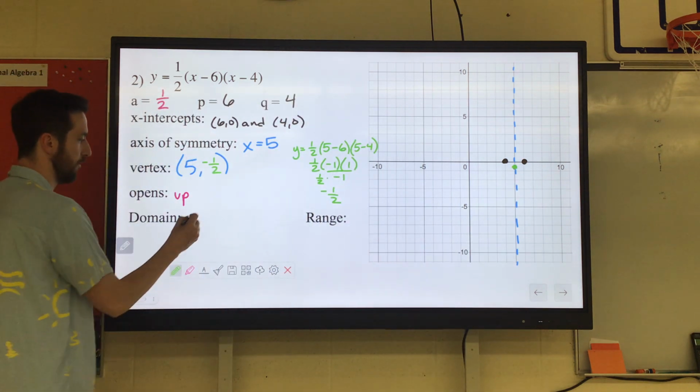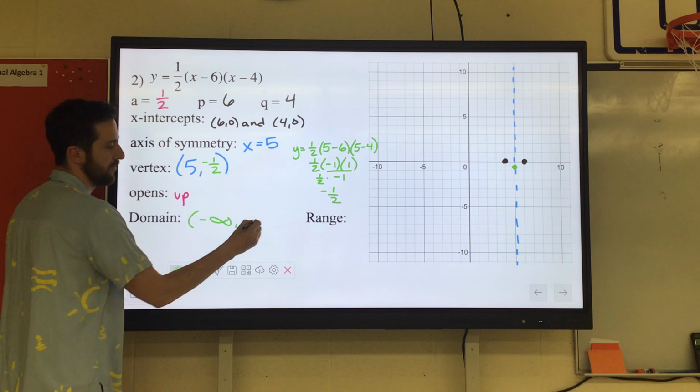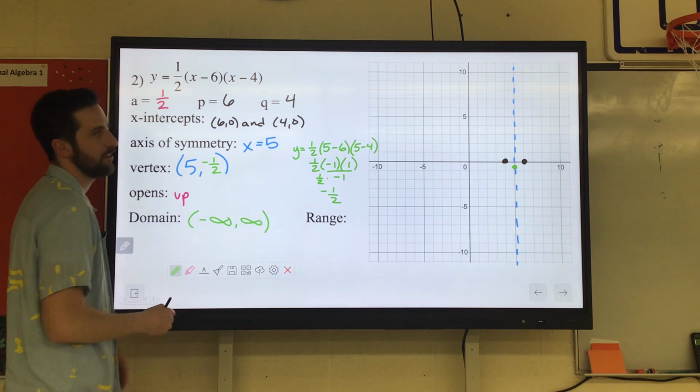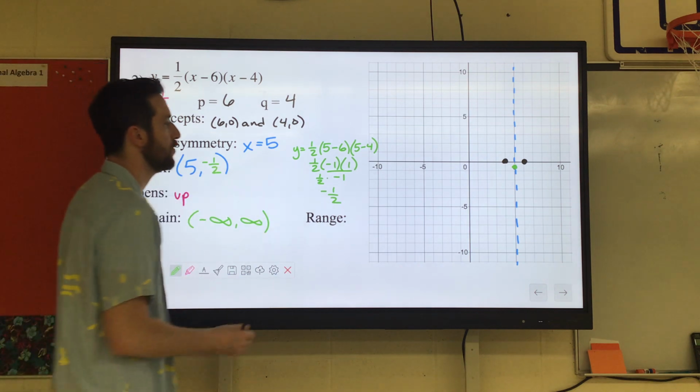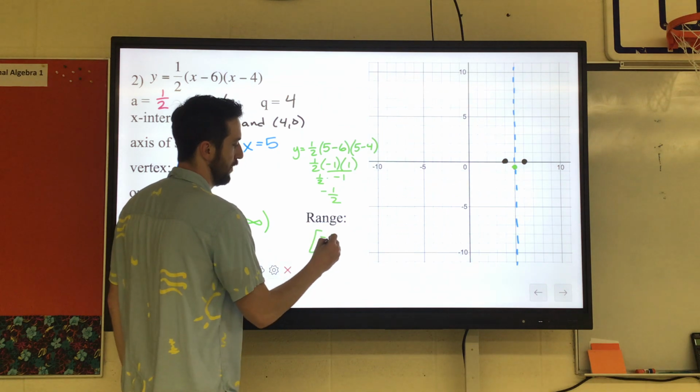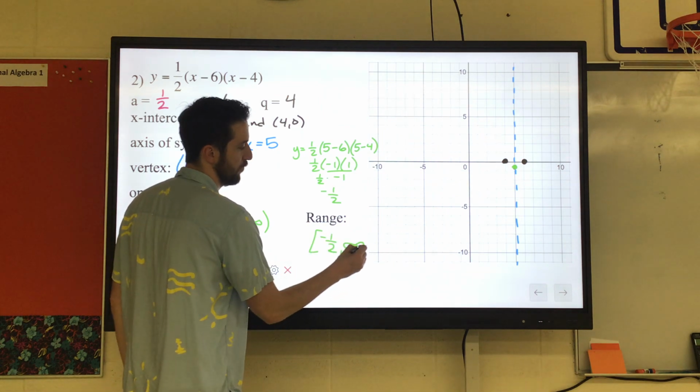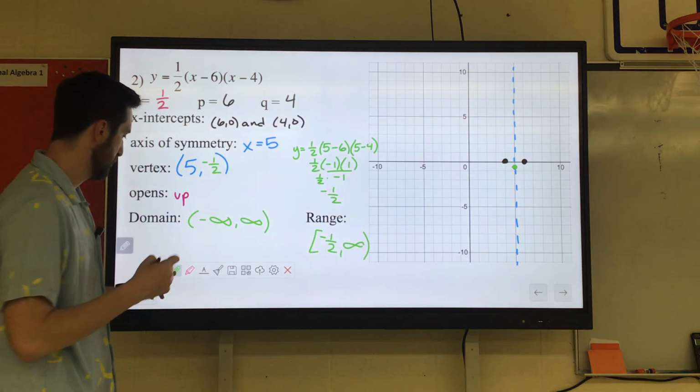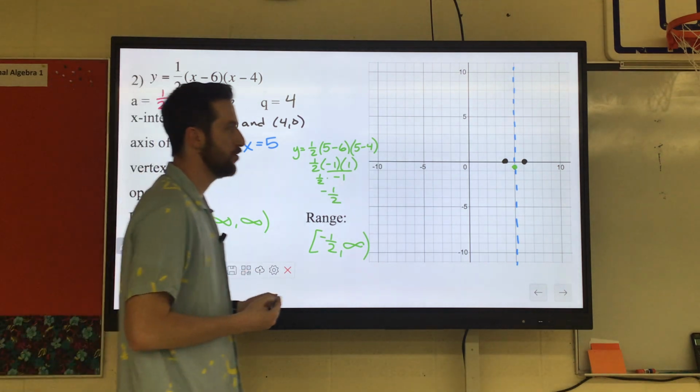It opens up. The domain for everything in the quadratic unit is all real numbers. The range: the lowest it went was -1/2, and then it goes up towards positive infinity. So we have the U shape.